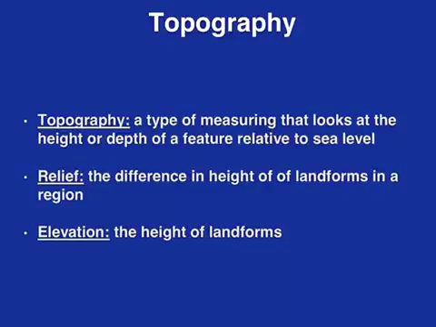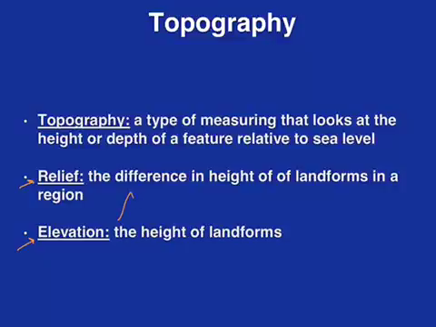Another important thing that we're going to look at in this chapter is called topography. Topography is a type of measuring that looks at the height or depth of a feature relative to sea level. A couple of words that we use associated with topography are relief and elevation. I'm going to assume that most of you have heard of elevation before, and this is just the height of anything. Relief is the difference in height of landforms in a region.